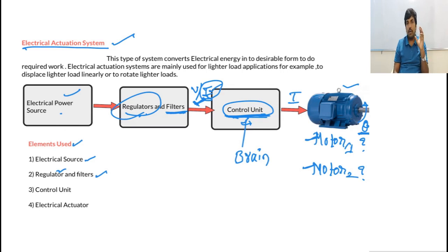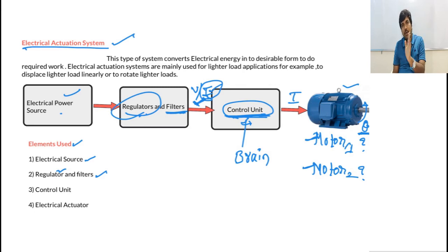And after that we have the control unit. Now what is the duty of the control unit? The control unit channelizes the amount of current coming to it to the different loads based on importance, based on priority, and based on requirement. That is completely related to the actuation system.